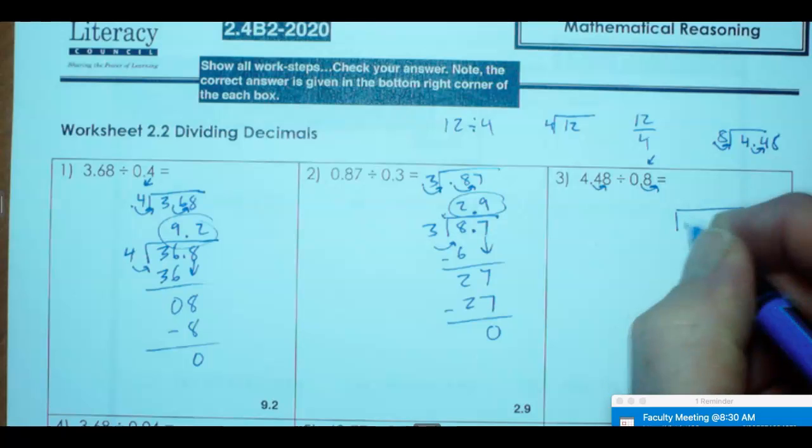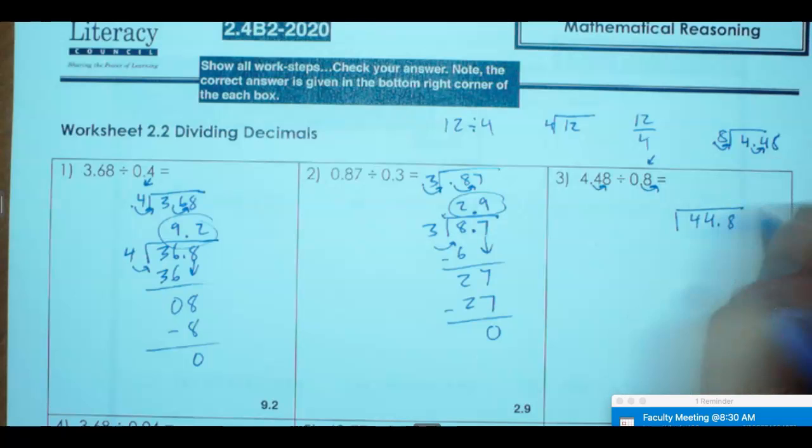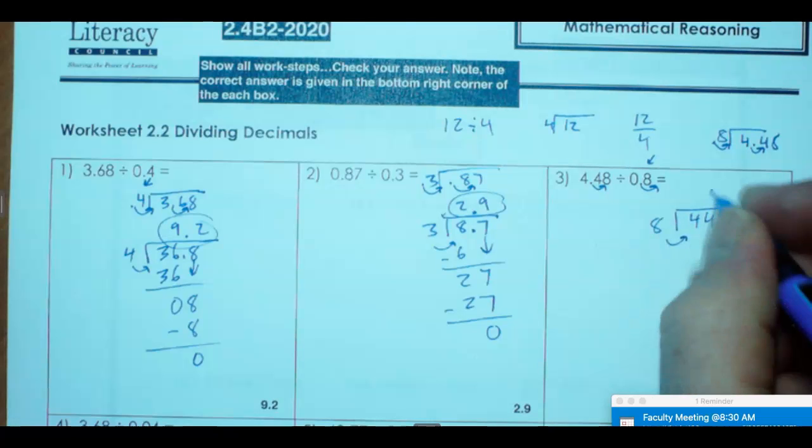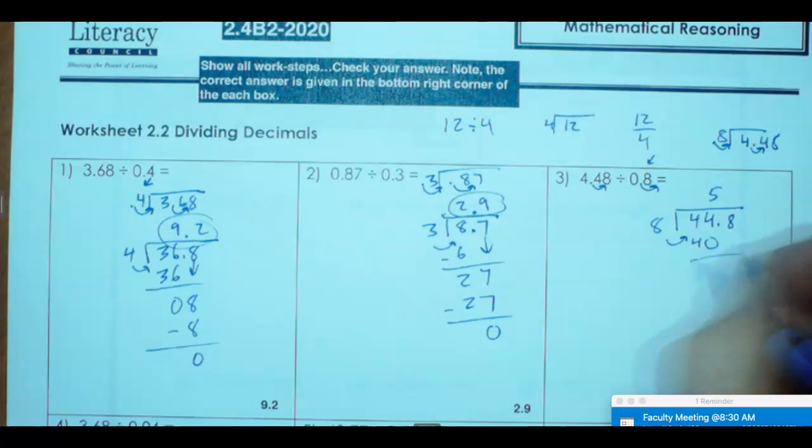So we've got 44.8, and we're going to divide that by 8. 44 goes into 8 5 times. 5 times 8 is 40. We subtract that out. We have 5 left over.